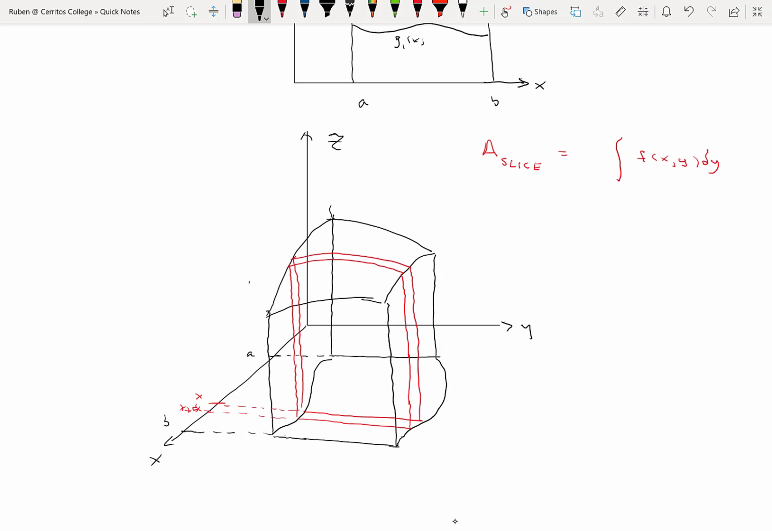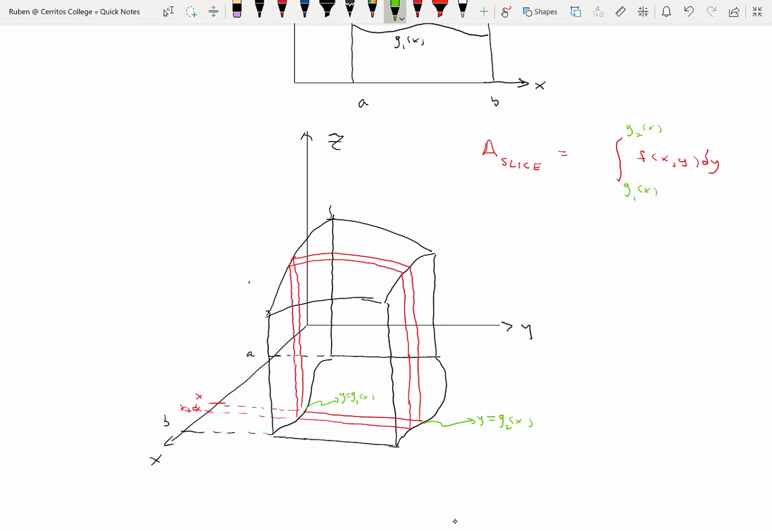The lower limit of integration is not constant through this region. The lower limit of integration, if you will, is y equals g1 of x. So the lower limit of integration is a function of where we decide to slice at x. The upper limit of integration also is not constant. The upper limit of integration is y equals g2 of x.